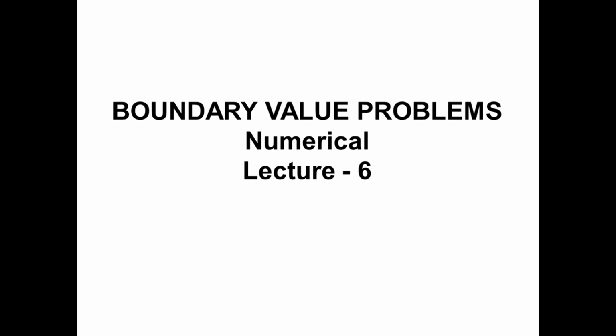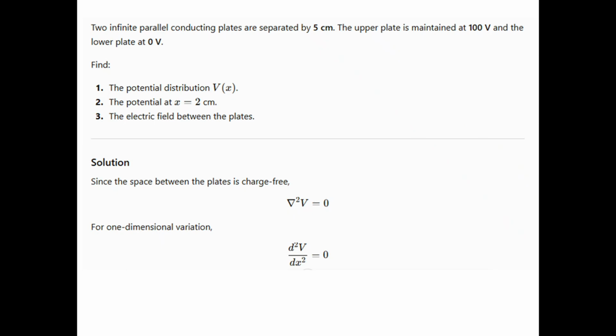In the last class we studied boundary value problems. Today we discuss some numericals based on boundary value problems. So the first problem is: two infinite parallel conducting plates are separated by 5 centimeters. The upper plate is maintained at 100 volt and the lower plate at 0 volt.